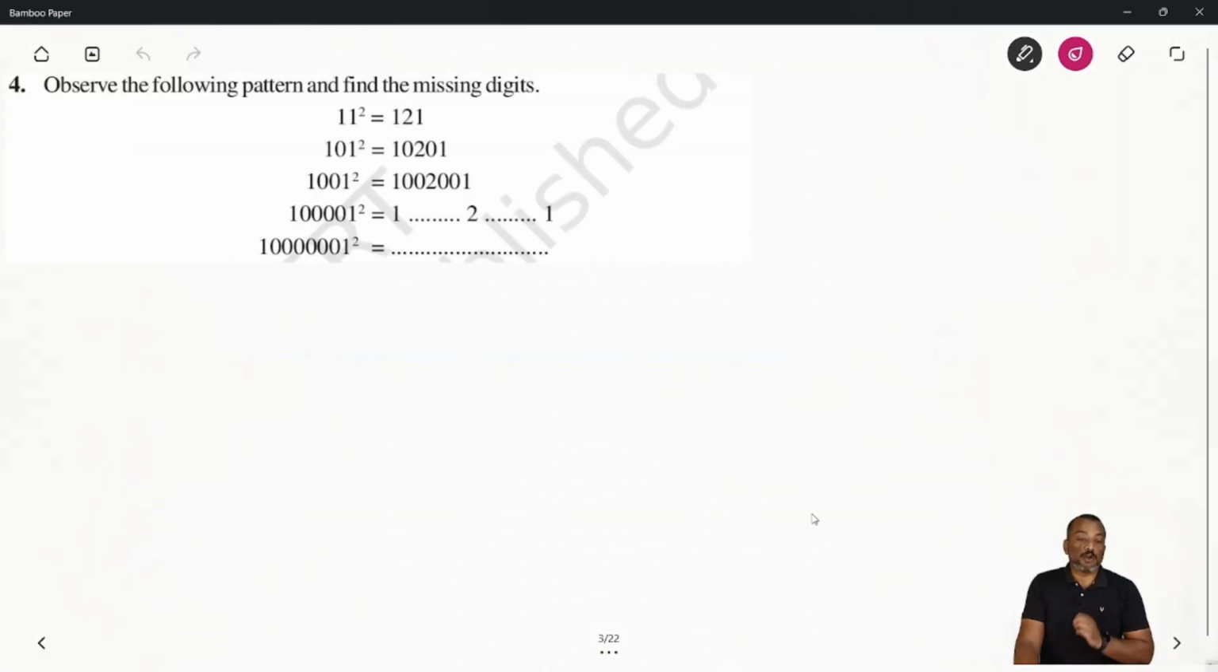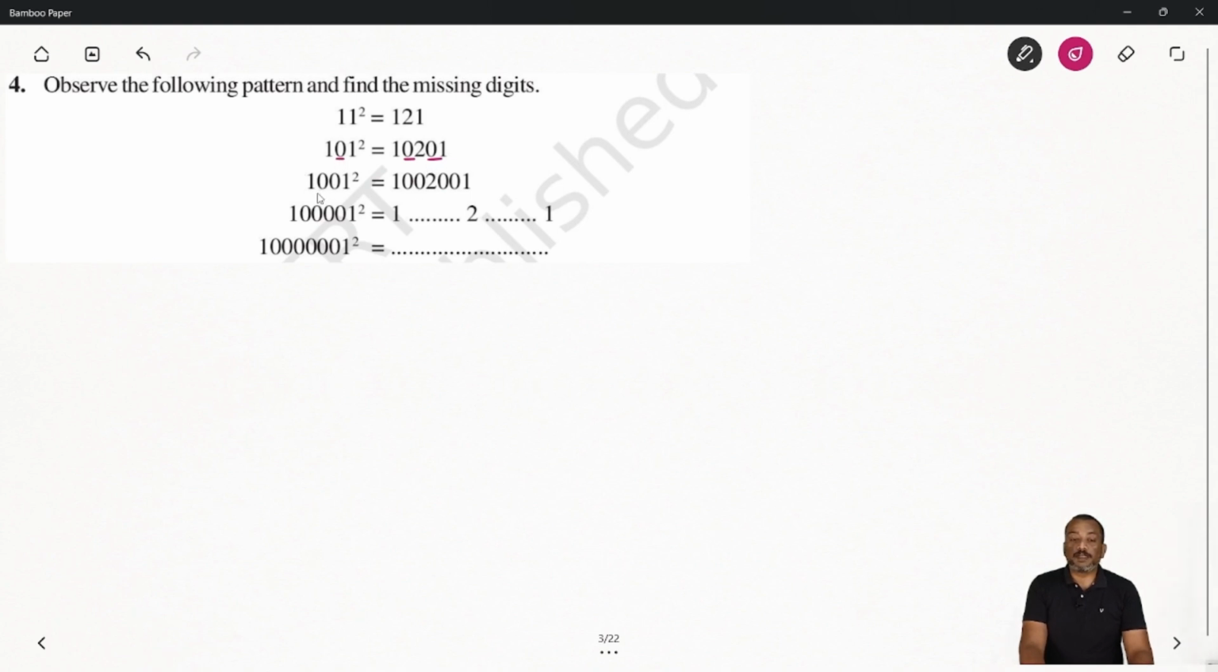Question is saying observe the following patterns and find the missing number. Okay. So you have to basically first find the pattern and you have to write the missing number. You can say 11 square you have given 121. Next one you have 101 square. So 101 square you will get, you can say again here 121, but in between that is 10. So 10 is added between 1 and 2 and again 10 is added between 2 and 1. Now because here is 10.